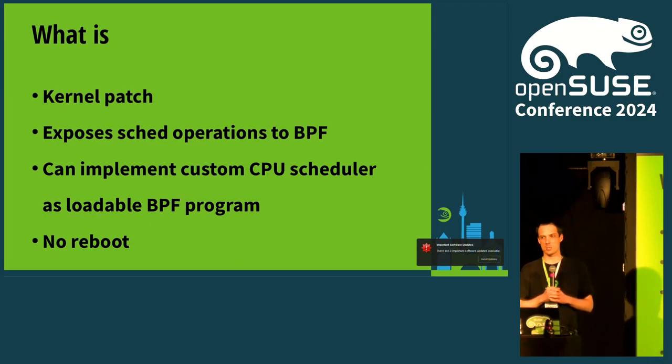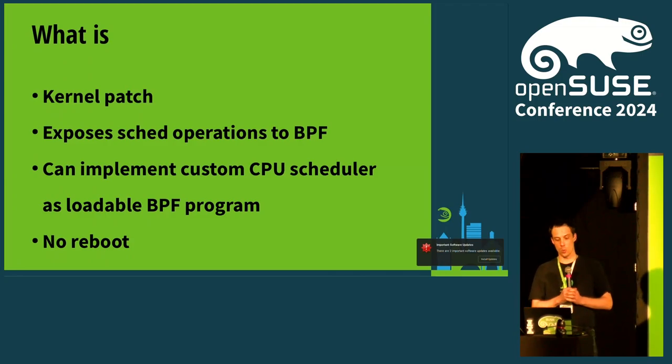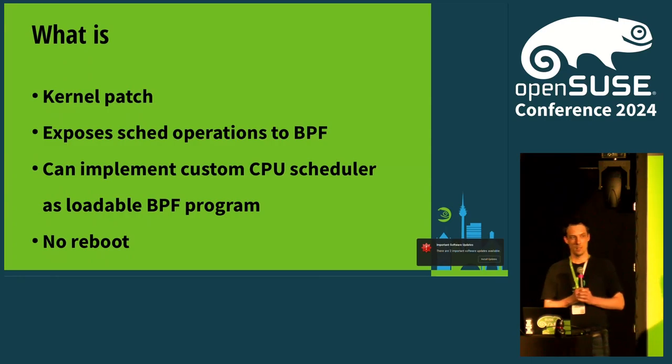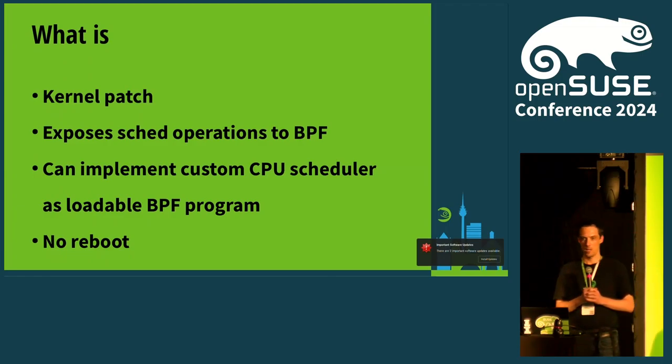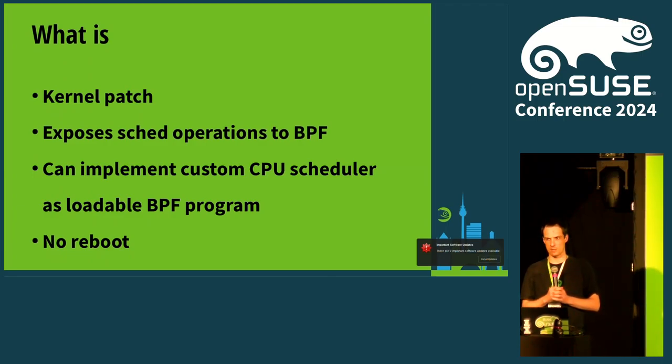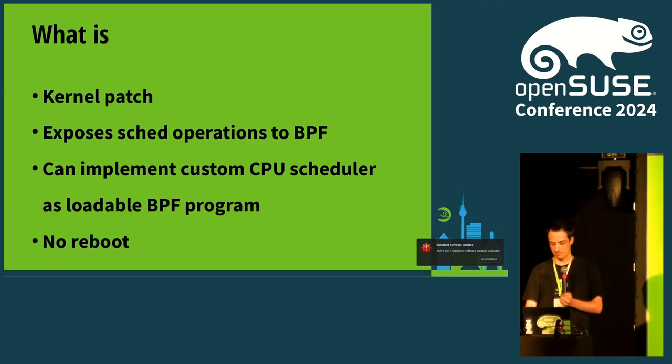But with this particular kernel patch, which is not merged in the upstream kernel, you have the opportunity to write your own task scheduler as a loadable BPF program. BPF, for those who are not familiar, is a particular virtual machine that runs in the kernel and performs some checks on the code. It's like a kernel module, but you can't crash the machine with a BPF module. So it's more restricted, more secure, and it allows a great degree of customizability. So you can write your scheduler in BPF, and you load your scheduler, and you don't need to reboot. And you can switch them at runtime.